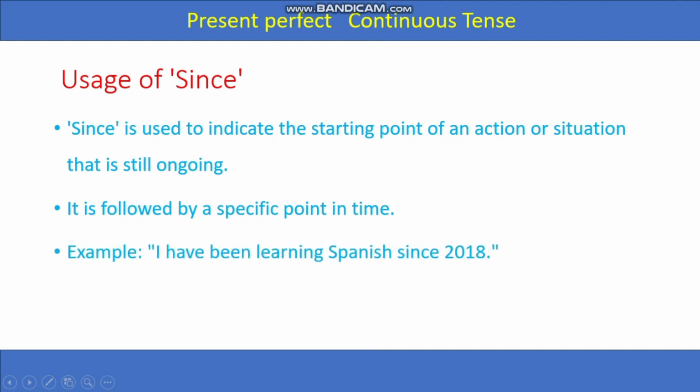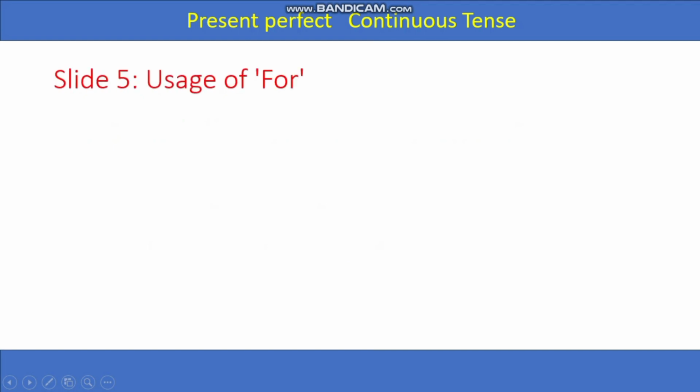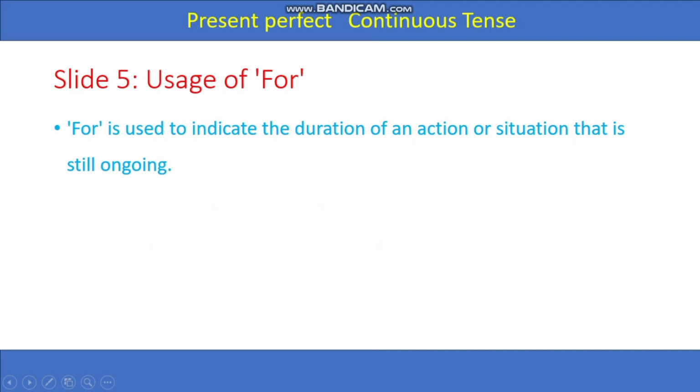Example, I have been learning Spanish since 2018. Means you know the starting time of this action, you are using since in this way, right? Okay, next is usage of for. I have already told you for is also part of this tense. For is used to indicate the duration of an action or situation that is still ongoing. Duration, it can be any time, means any period from your past. Okay, any period can be.